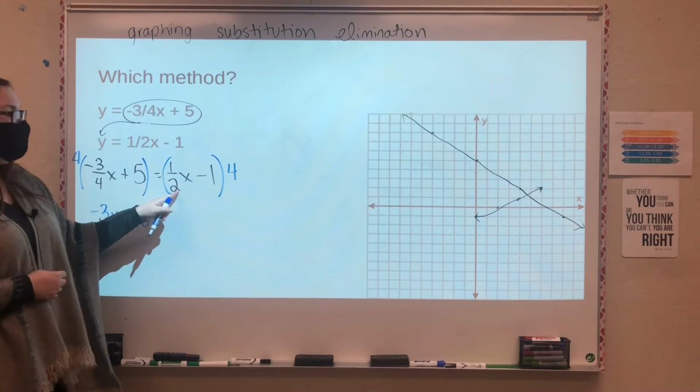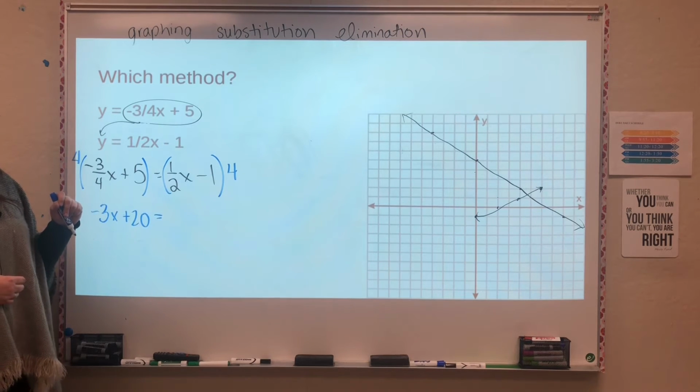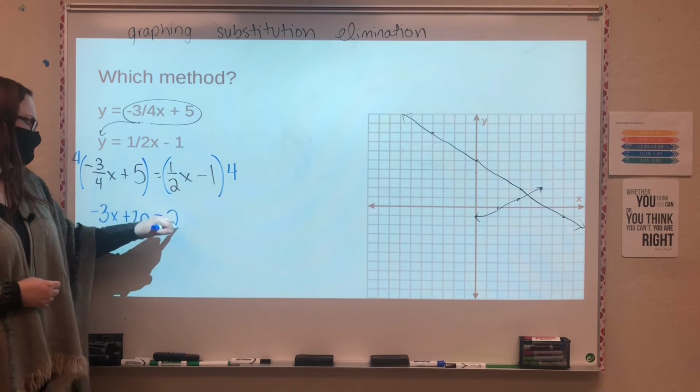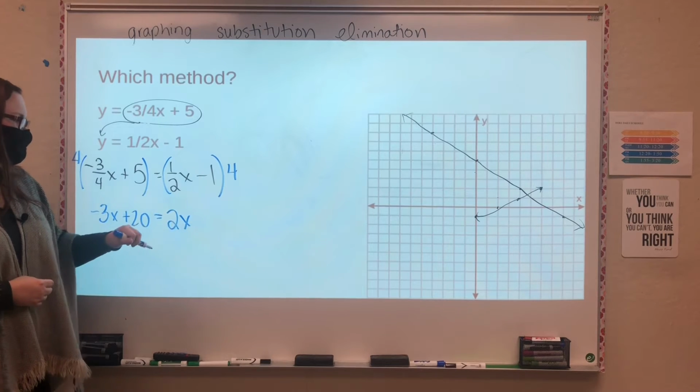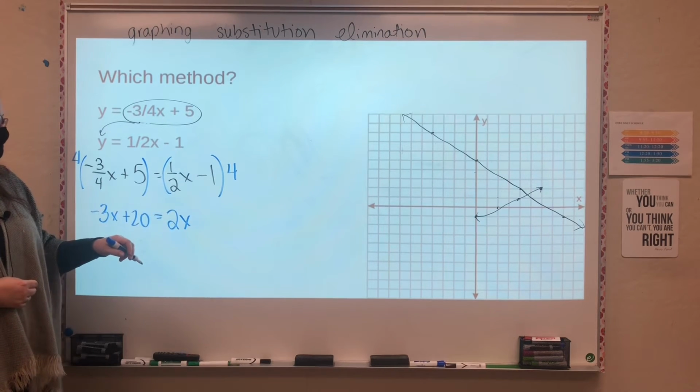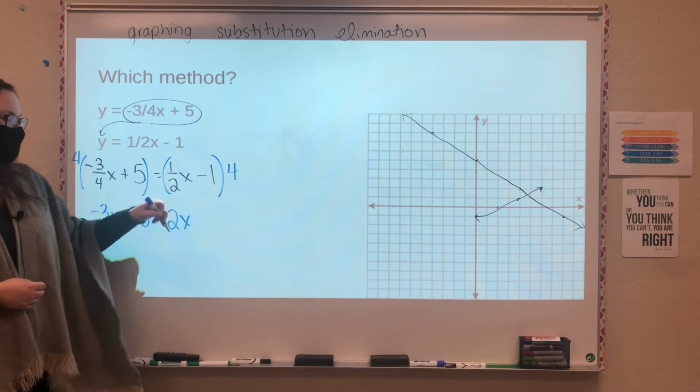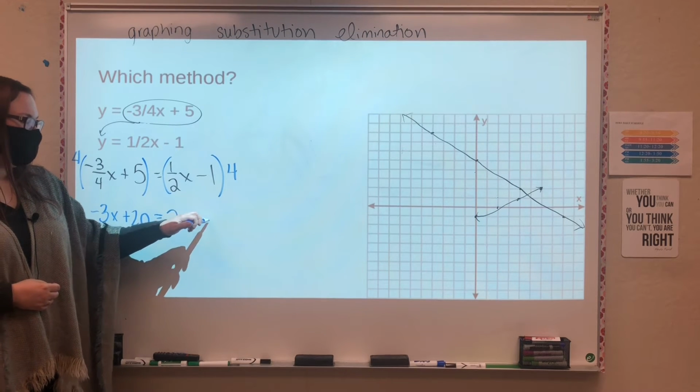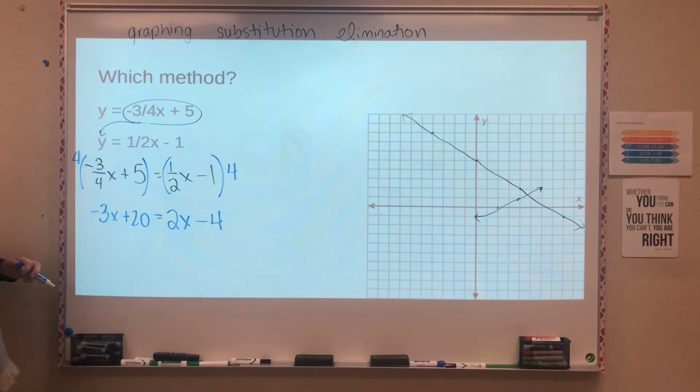Equals, over here, 1/2 times 4. 2. Nice. 2x. And then equals, we already got the equals. Minus 4. Yep. Okay. So we're left with this equation here. Now it's much nicer looking. Still going to give us a fun answer at the end, but it's okay.